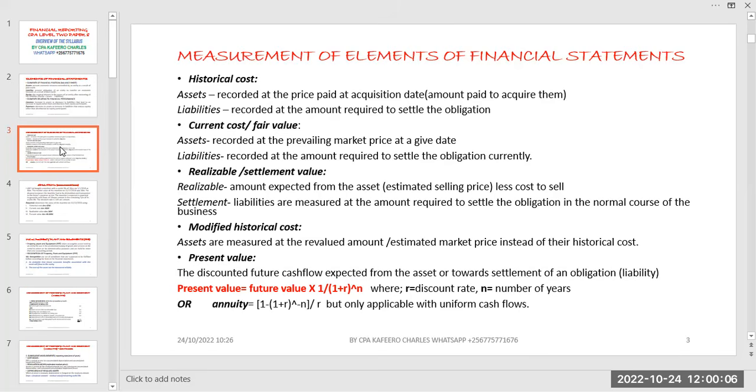If, let's say, you've incurred a liability of 10 million, you've bought goods on credit and they were worth 10 million. That 10 million is straight away the figure we are going to be using when we are doing the balance sheet at that point of acquisition, or when we are recording that in our financial statements.